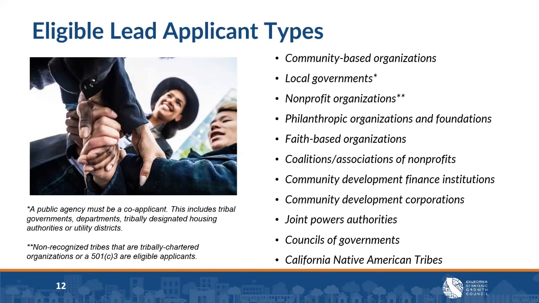One note that you'll see on the left side is that there must be at least one public agency that is a co-applicant. And tribal governments, departments and tribally designated housing authorities or utility districts do qualify as a public agency. And also non-recognized tribes that are tribally chartered or 501(c)(3) are eligible applicants. Next slide.